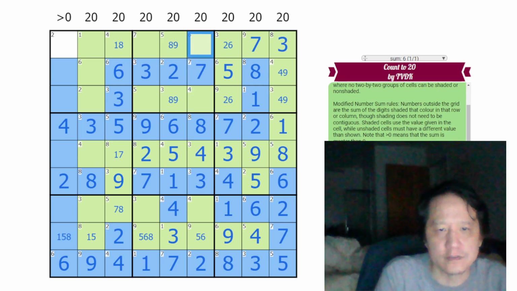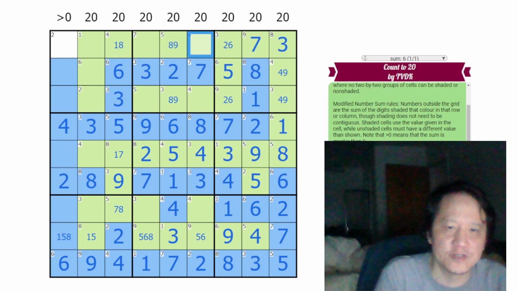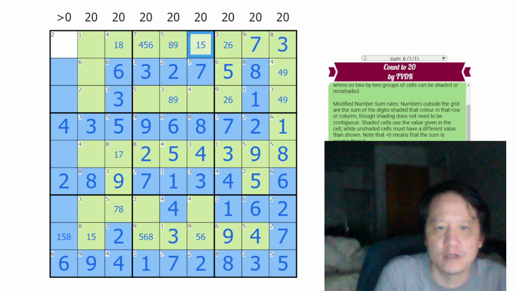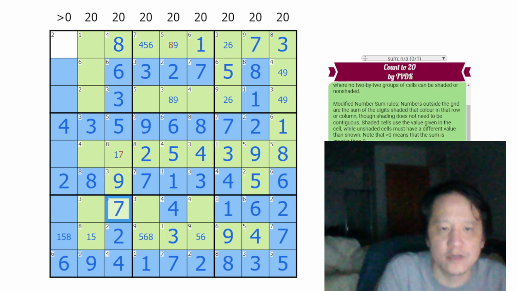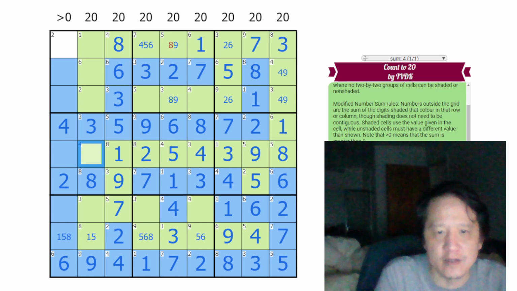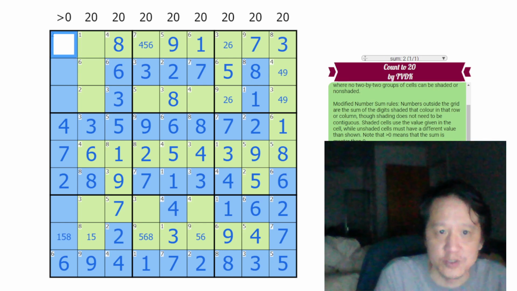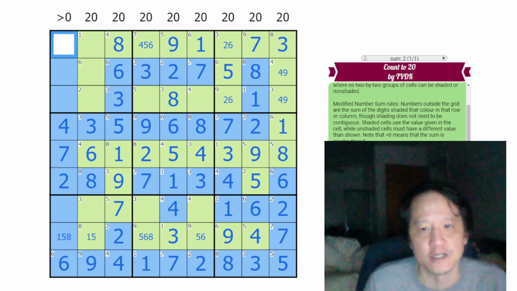We've got 1, 4, 5, 6. So this is 1, 4, 5, 6. It cannot be 4. It cannot be 6 because that number would be here. That can't be 1. Therefore, this has to be the 1. So this is 1. This is 8. This is 7. This is 1. We've got 6 and 7. So this is 6. This is 7. This has to be 9 now. This is 8. So this cannot be 2. Therefore, this is unshaded.